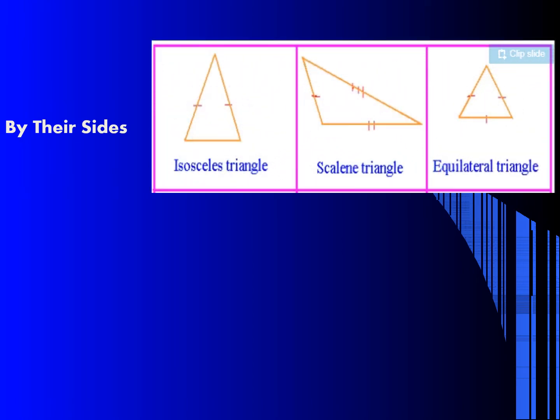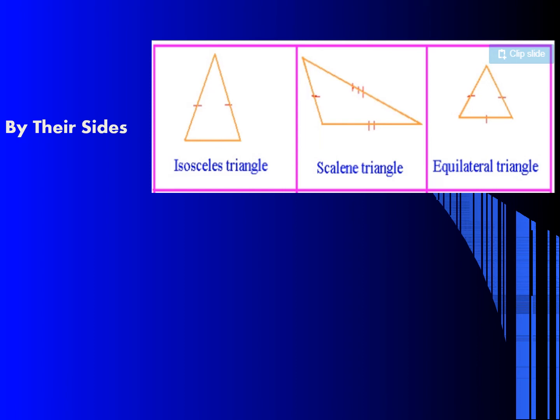Firstly, let's revise what we took before. By their sides, the first classification of the triangles is called an isosceles triangle if there are two sides that are the same, like the one shown here. Scalene triangle, of course, all of the sides are different, they don't have the same length. Equilateral triangle if all of the sides are the same, like the one shown here.